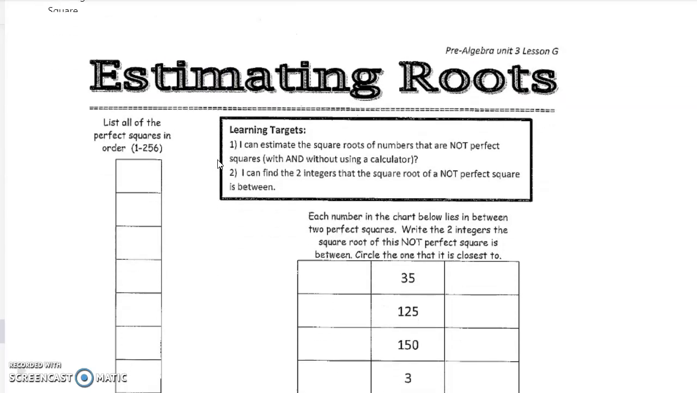So I'm going to get started with the learning targets first. Number one, I can estimate the square roots of numbers that are not perfect squares without using a calculator. And I can find the two integers that the square root of a non-perfect square is between.